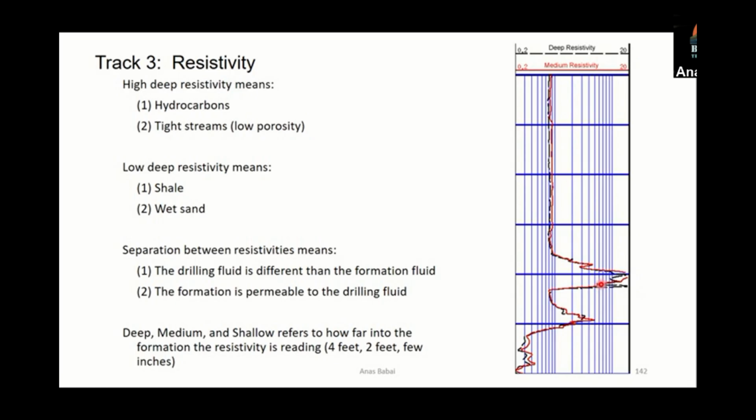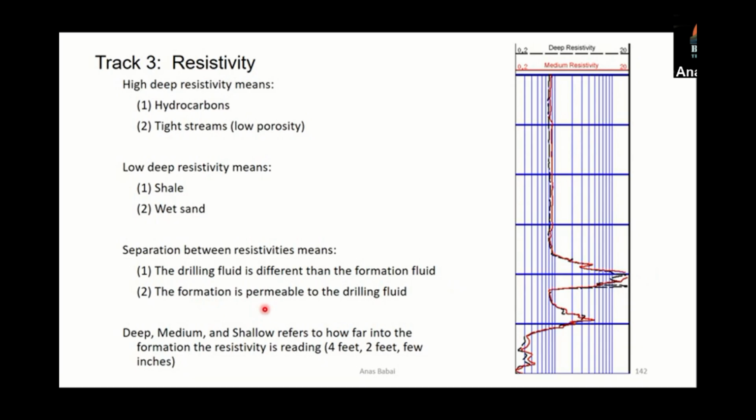The other interpretation is that the formation is permeable, and we talked about this before, and we discussed the invasion. So the invasion is the movement of the drilling fluid into the formation, and we know that our drilling fluid, if it's water based, will have low resistivity, and we will experience this separation if we have hydrocarbon in the formation.